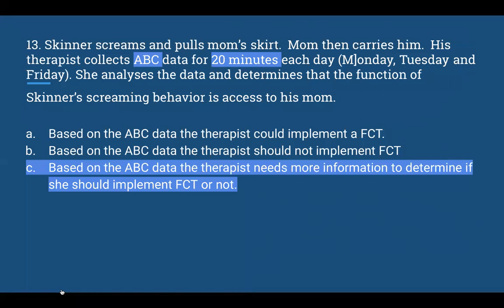Because ABC data is not going to determine the function. Exactly. And anyways, let's say that you would just do ABC data to determine the function, is she doing it correctly? Well, it has to be a minimum of 20 minutes, right? It's 20 to 30 minutes. Oh yeah, you're right. The only reason I chose C was because you need to do a functional analysis to determine the function. You can't do just ABC data. You need more. Exactly. Nice job, guys.